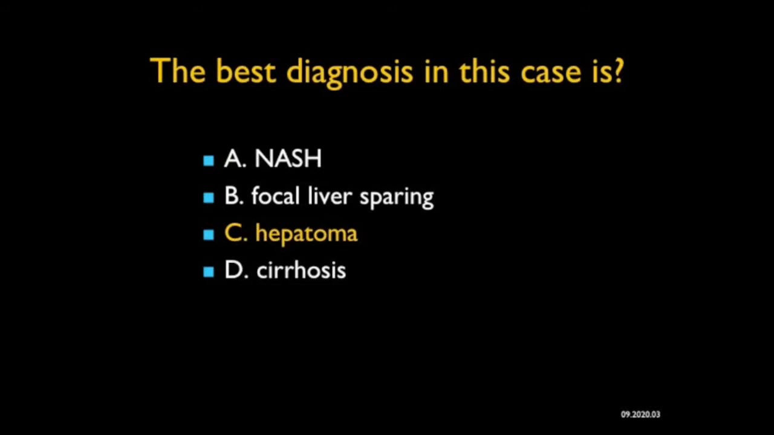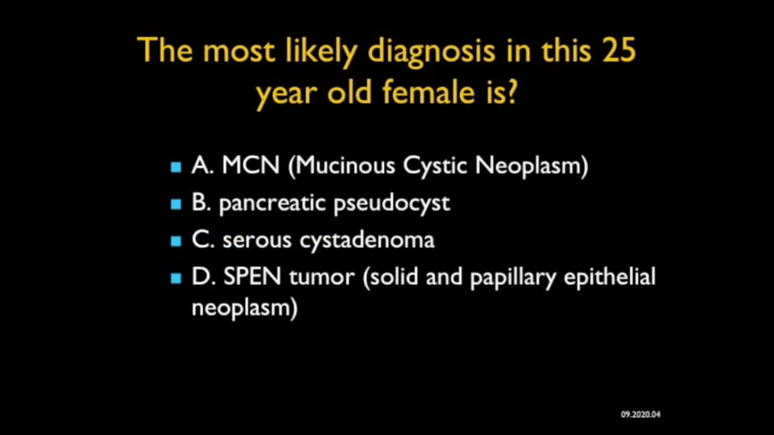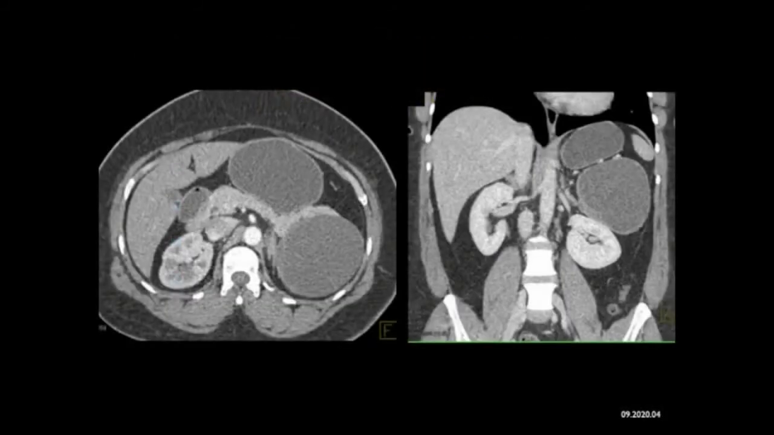This was a hepatoma. The most likely diagnosis in this 25-year-old female, it's interesting. You have a cystic lesion coming off the tail of the pancreas. Well-defined, sharply marginated. You can see the stomach out in front. Well, what could this be? Now, again, when I give you a 25-year-old female, whenever I give you a young age, you have to really think about a SPEN tumor.